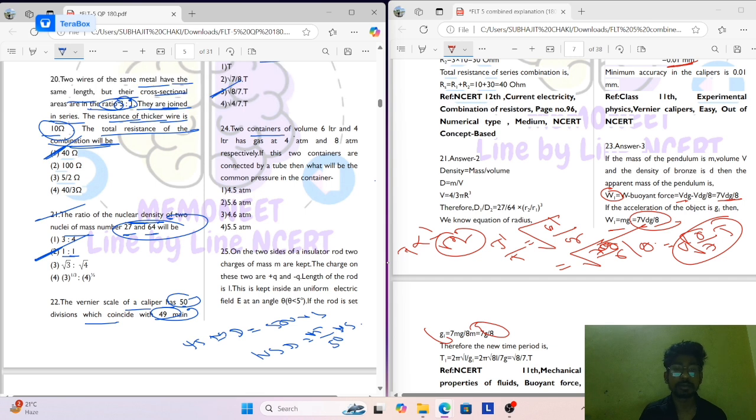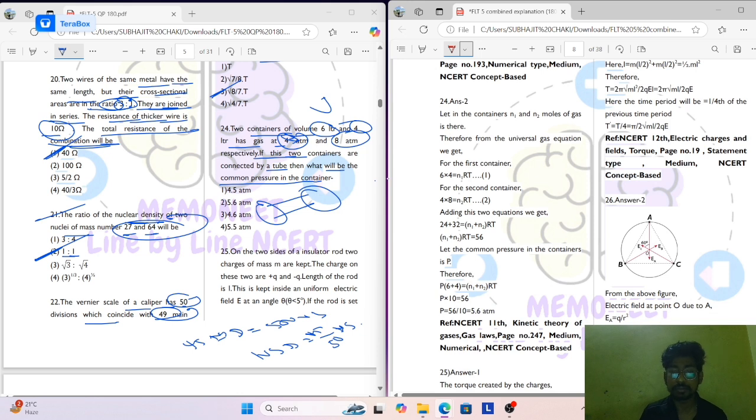Two containers of volume 6 liter and 4 liter have gas at 4 atm and 8 atm respectively. If the two containers are connected by a tube, what will be the common pressure of the containers? We know V, we know P. These two are connected now. What will be their common pressure you have to calculate.